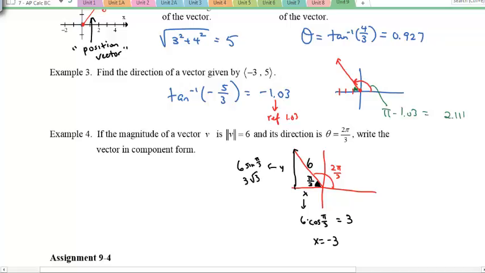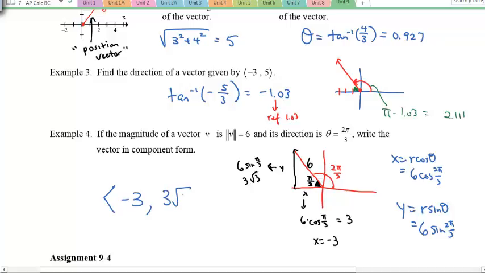Okay? And you're thinking, Mr. Lee, couldn't you have just used these formulas, x equals r cos theta, from the previous parts? Yeah, you could have. R is 6, cos of 2 pi over 3. You would have gotten the same answer. Y equals r sine theta. R in this case is your magnitude, which is 6, sine 2 pi over 3. Yes, you would have got the same answer. And so the vector component form for x is negative 3, going 3 to the left, and the y value is 3 root 3 going up.